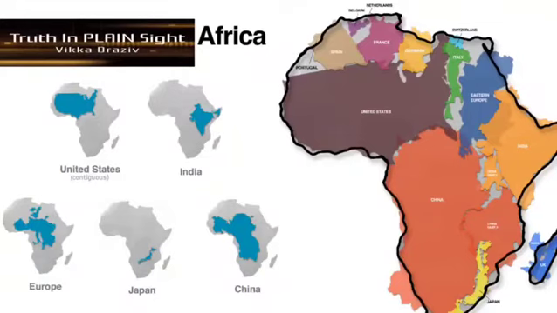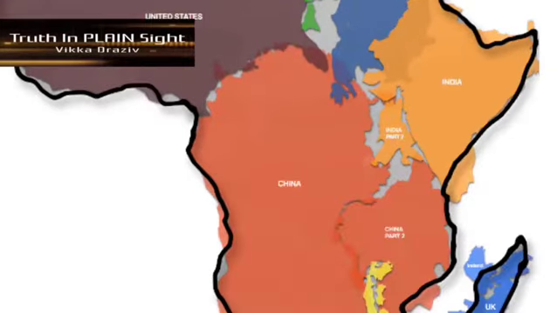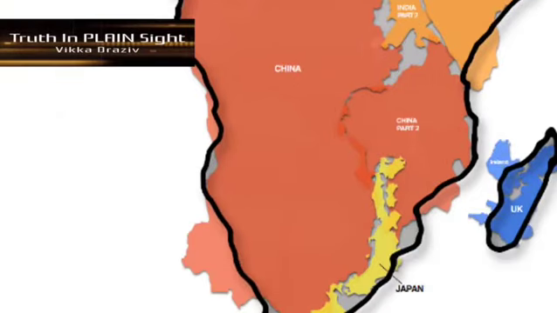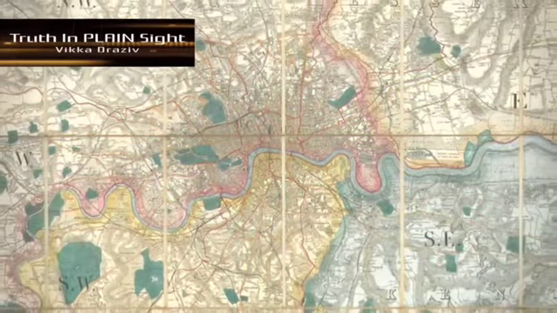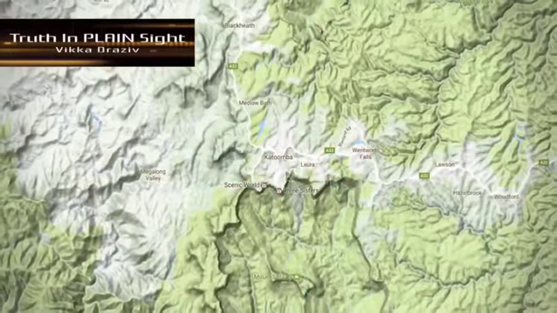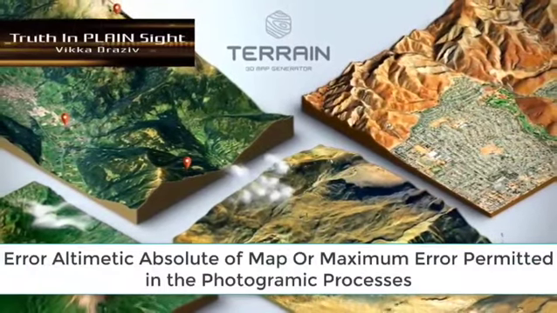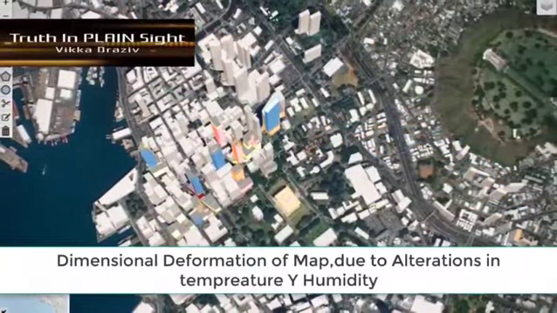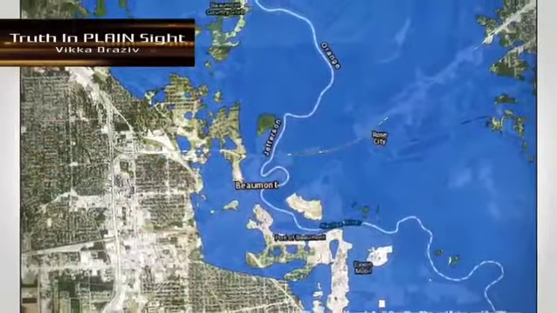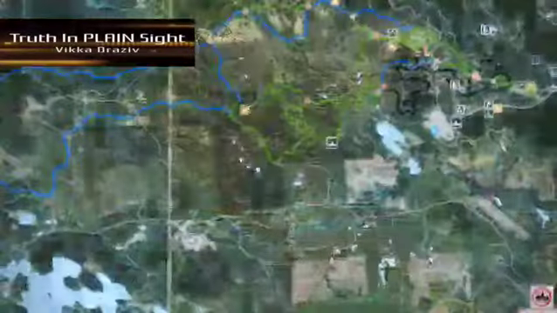Take the case of Africa. With its 30 million square kilometers, it is roughly 3 times Europe, including Russia west of the Urals. To get an idea of the true size of the continent, it is enough to compare it with other countries and regions of the world. In addition to the errors mentioned above, current maps also have errors related to the digitization process, such as absolute altimetric error of the map or maximum error allowed in photogrammetric processes, propagation of planimetric error to altimetry, dimensional deformations of the map, due to alterations in temperature and humidity. In almost all countries, a large part of the large-scale mapping has been generated by a wide variety of agencies or companies with unknown quality parameters.